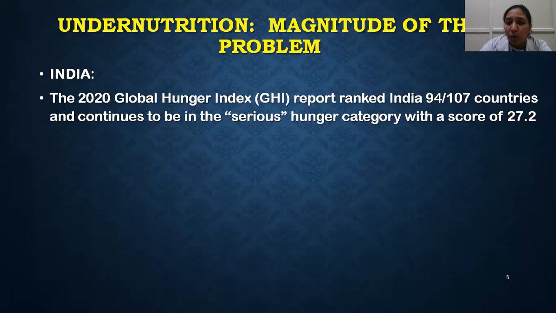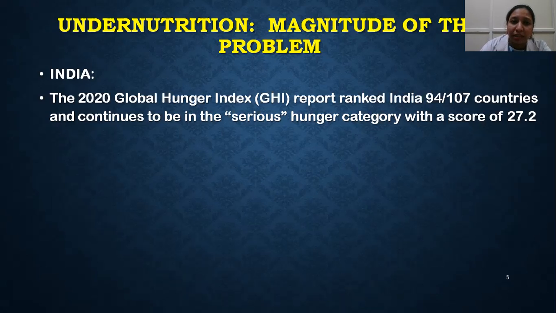The score is also very poor, that is 27.2. When compared to the neighboring countries like Pakistan, Bangladesh, Myanmar, they are much better than India. Even Pakistan stands at about 88th place, so it's much better than our country. And Bangladesh and Myanmar are at 75th and 78th place. If you look at the categories, you can understand this Global Hunger Index.